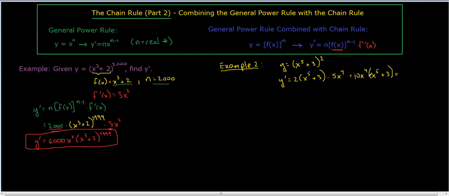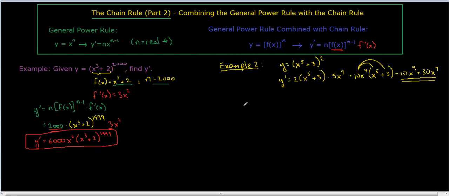And now, let's just go a little further. We can actually multiply this out. It will help us when we do our verification and find the derivative another way. So I'm just going to multiply 10x to the fourth and then distribute that through the parentheses. So 10x to the fourth times x to the fifth is 10x to the ninth, and then 10x to the fourth times 3 is 30x to the fourth. So there's our derivative using this combined approach.